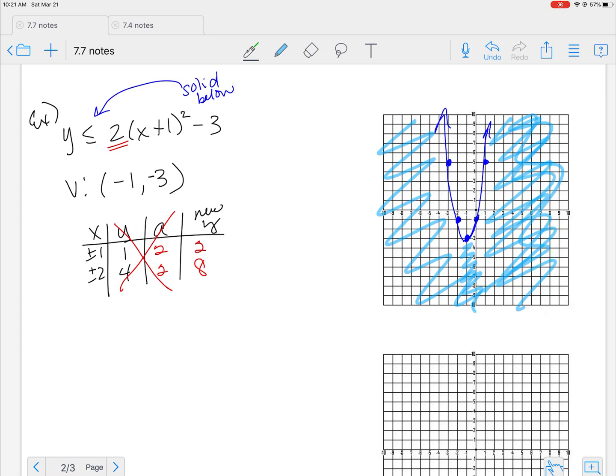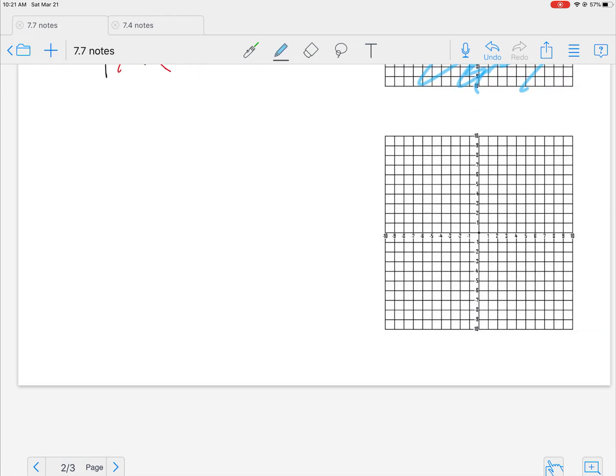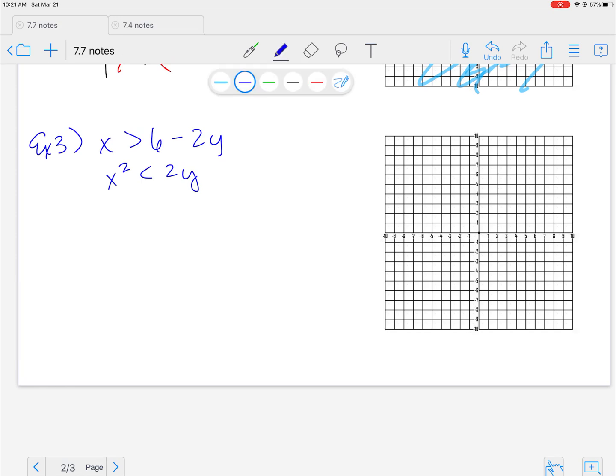Okay. But this section is called systems of equations. So if I'm looking at a system of equations, you literally just do that. So if I have this example 3, x is greater than 6 minus 2y, and x squared is less than 2y. All right, so this top one here is a line, which we know, and the bottom one here is a parabola. It's that quadratic. So we're going to graph both of them, and where they intersect, that is our solution. Simple as that. Let's do this thing.